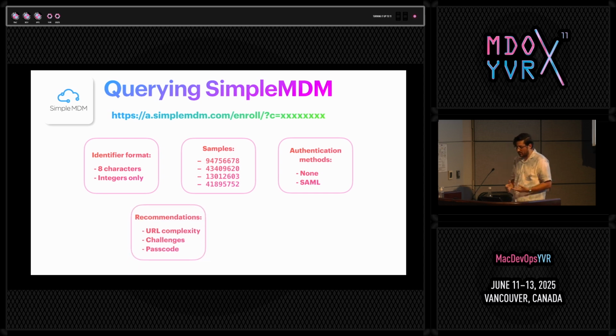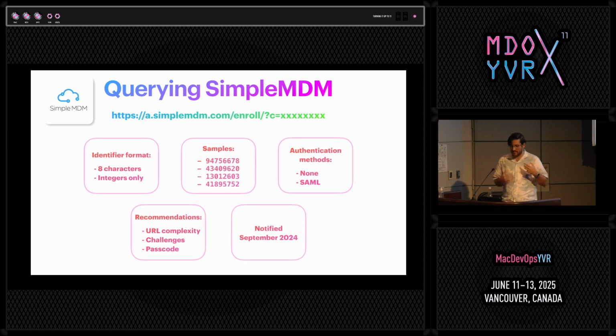What we recommended was implementing URL complexity, because this URL is too easy to brute force. We couldn't find many different clients. Also implement challenges. We all hate CAPTCHAs, but they do help limit bots hitting your system. And implement a passcode, as not everyone has the infrastructure set up to be able to handle SAML.